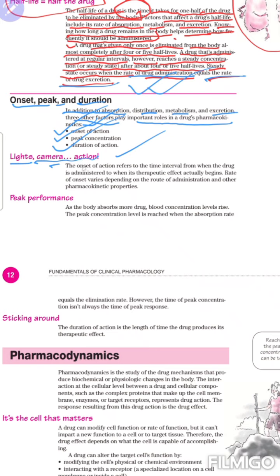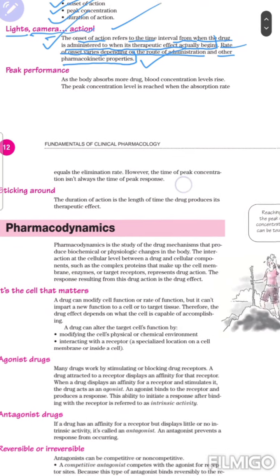The onset of action refers to the time interval from when the drug is administered to when its therapeutic effect actually begins. So what is the onset of drug action? It is the time interval from when the drug is administered until it starts showing its therapeutic action. The rate of onset varies depending on the route of administration and other pharmacokinetic properties.